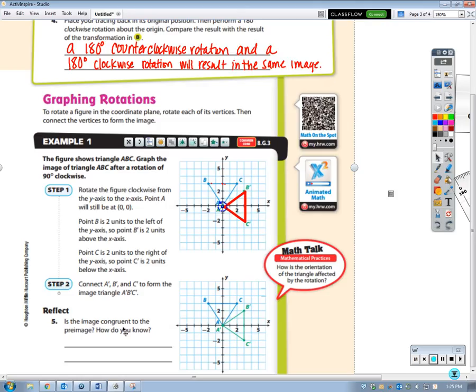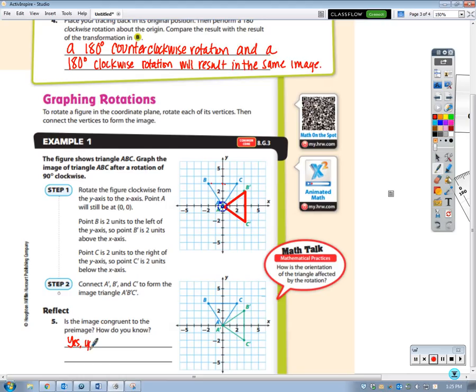But how can we also double check that? If we look at our image and our pre-image, the side lengths measure the same. So we know that it's the same size, and the angles should also measure the same, right? They have the same intersection points, so that would preserve shape. So we can say yes, you can see from the grid squares that the lengths and angle measures are the same. So yes, it's congruent.